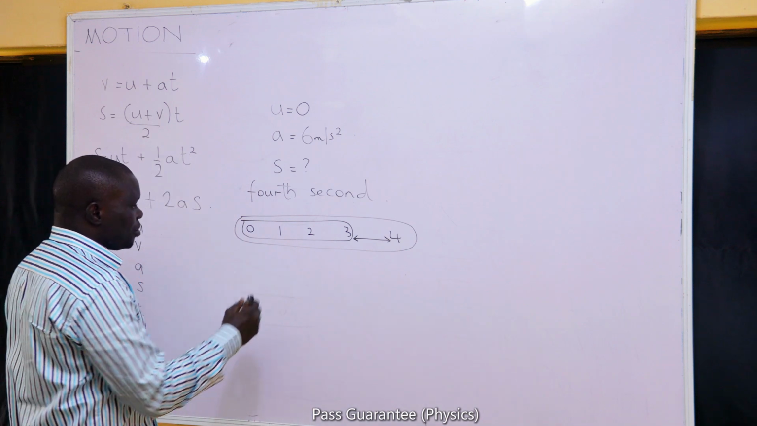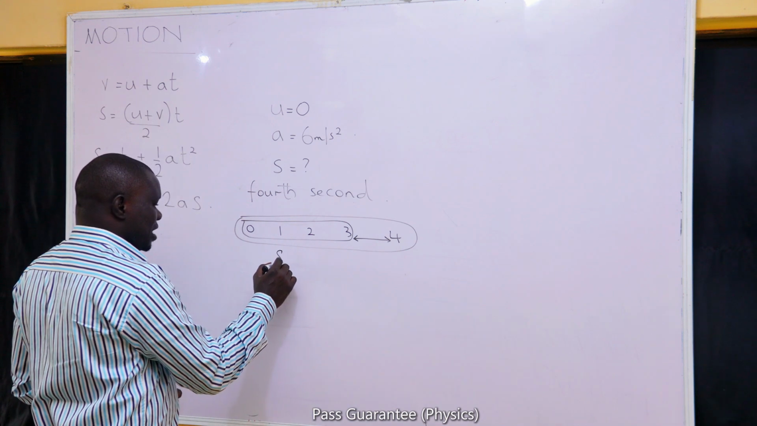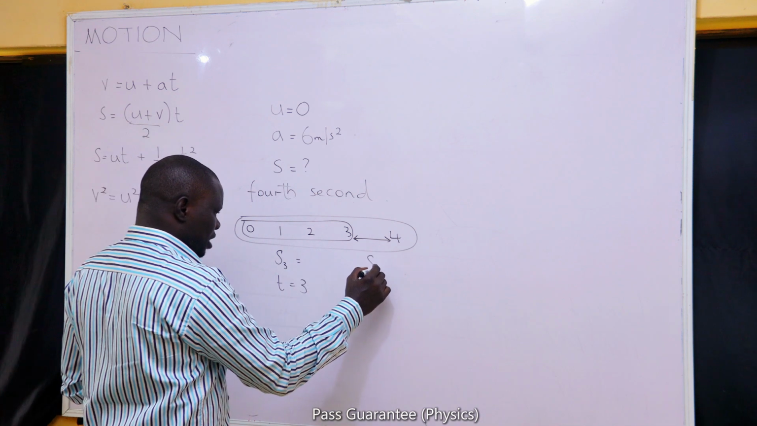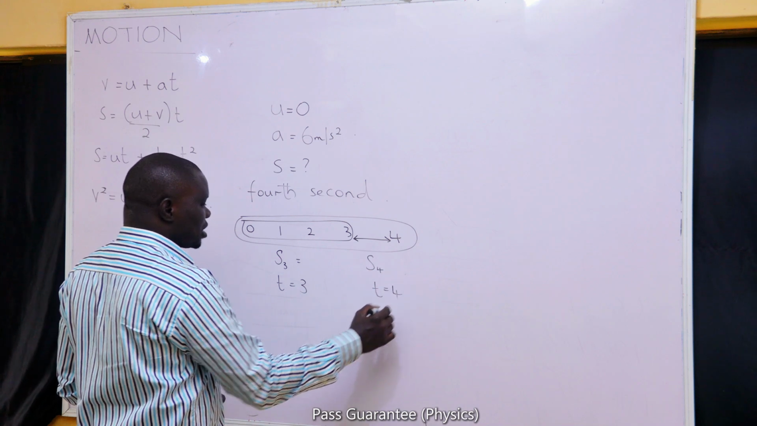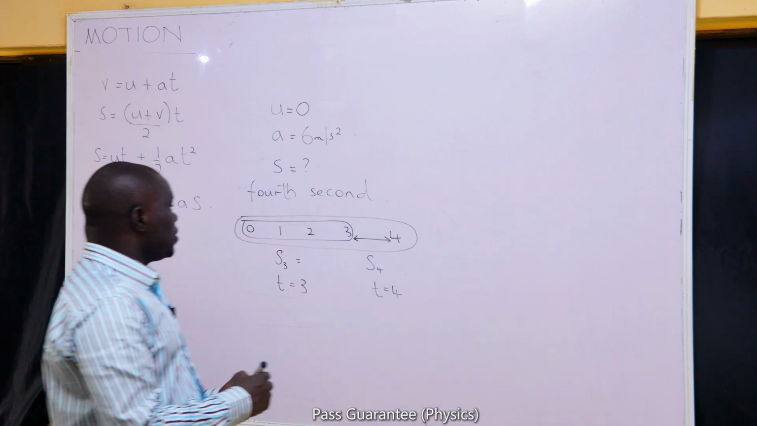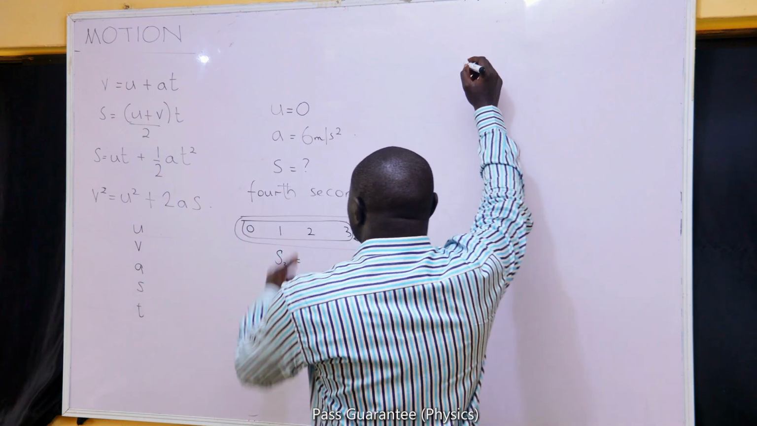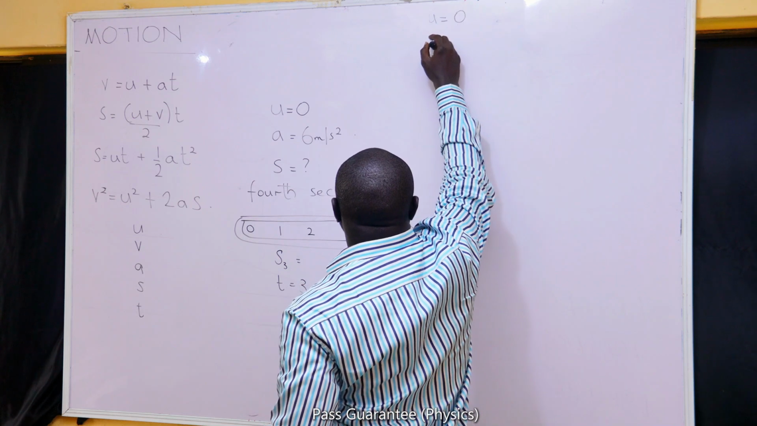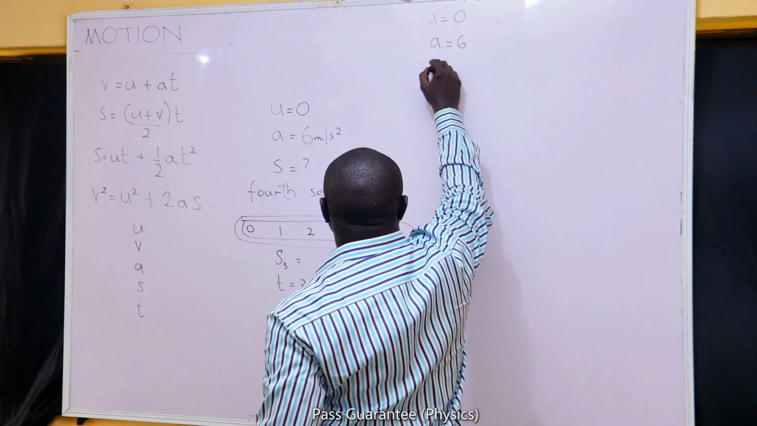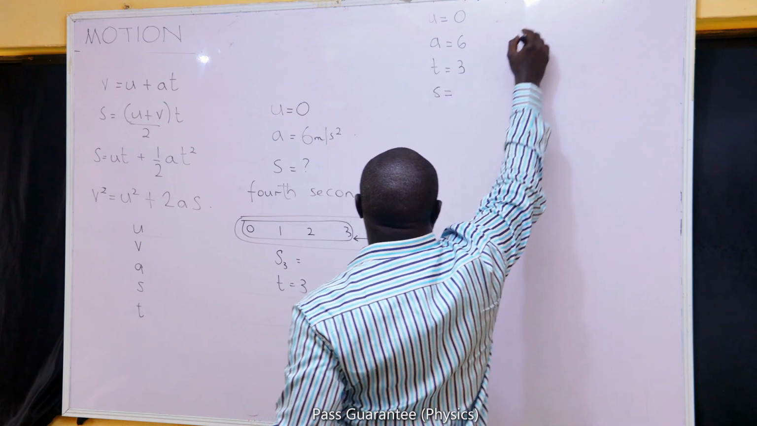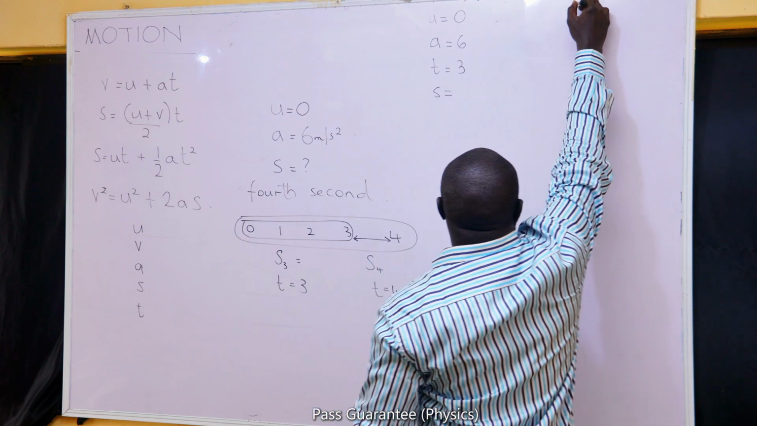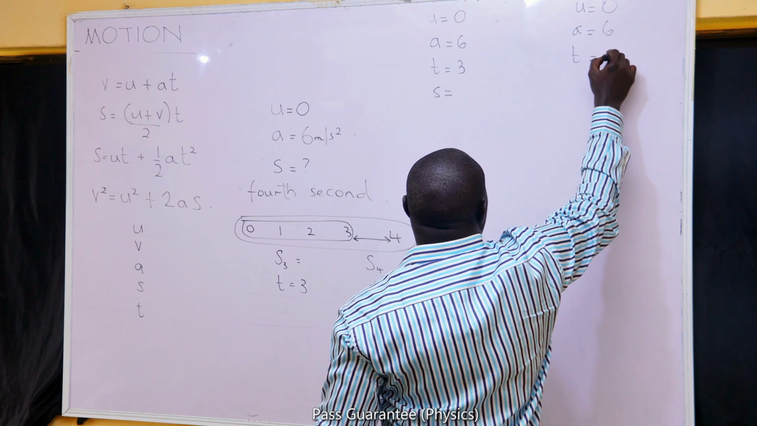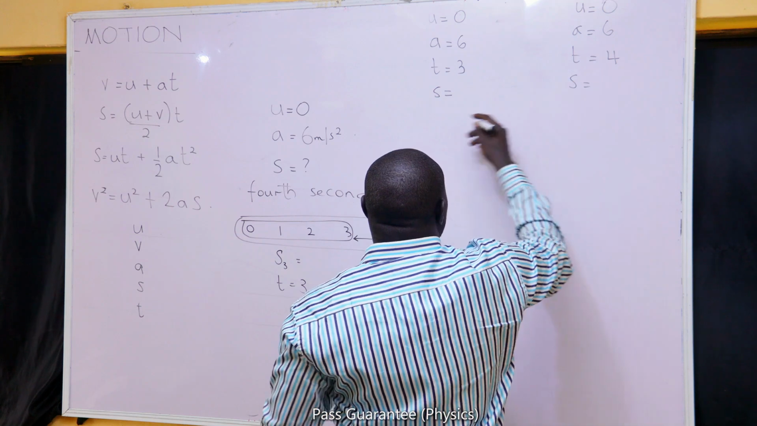So what I will do here is I'm going to find the distance traveled after 3 seconds, after a time of 3. I will also find the distance traveled after a time of 4. Then I'll subtract the 2, and that should give me my answer. Now, if I want to do that, I will use the same quantity. In the first part, my u is 0, my a is 6, but my time is 3. I want to find the distance. In the second part, because I'm taking it from 0 again, my u will be 0, my a should be 6, and my time should be 4. So I want to find the distance. So once that is done, I can now subtract them.